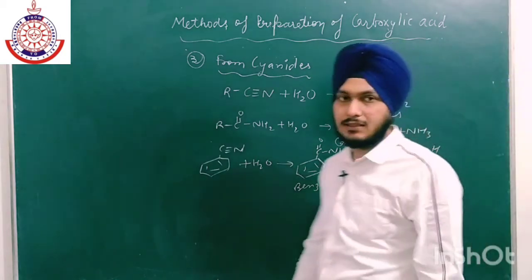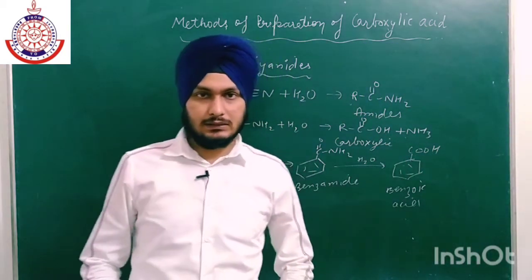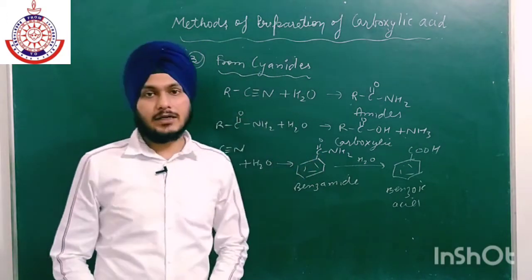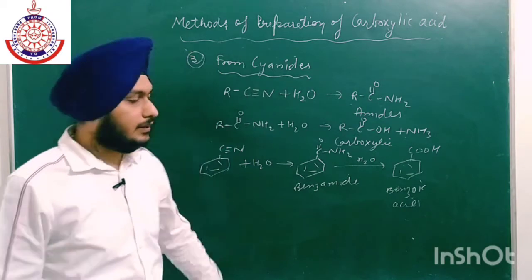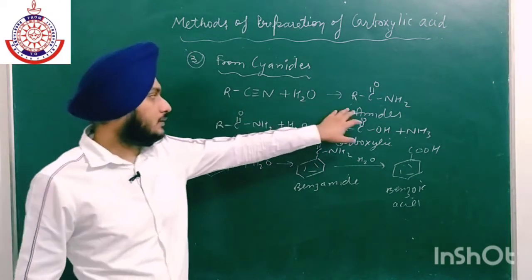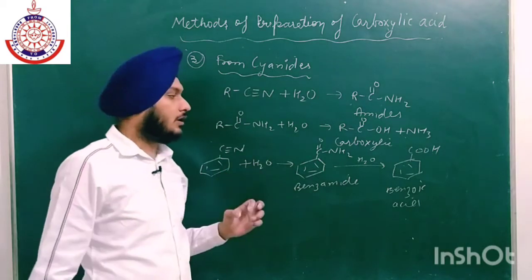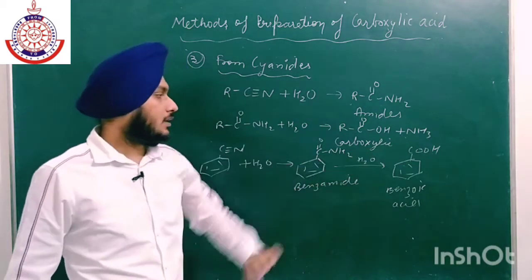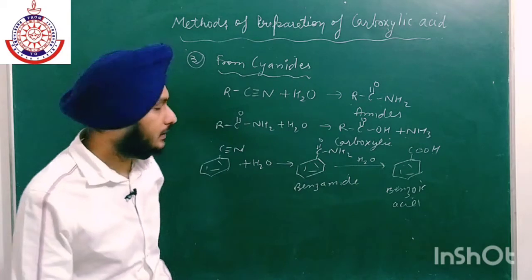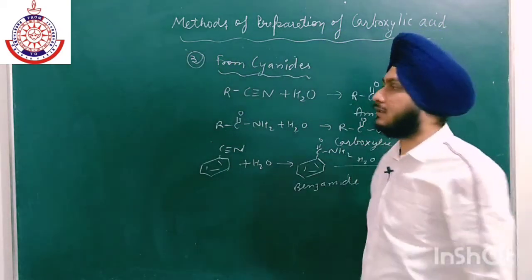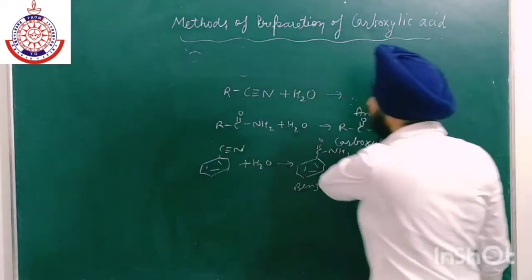Okay, so this is the third method of preparation of carboxylic acid from cyanide, the complete hydrolysis. On partial hydrolysis this cyanide group converts into amides, and then this amide will again undergo hydrolysis to form carboxylic acid. So this is the third method. Now the fourth method is very important, from Grignard reagent. We have already discussed this method.